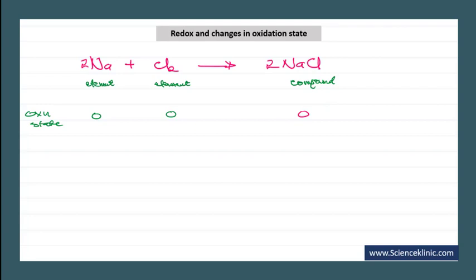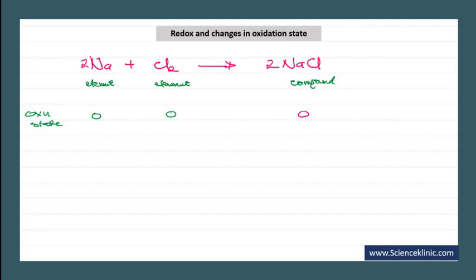So we have 3 rules now. The first one is the oxidation state of an element. We said it's going to be 0. The second one is the oxidation state of an ion. We said it's going to be the charge of that ion. And the third one that we just got now is the oxidation state of a compound. We said it's going to be 0.